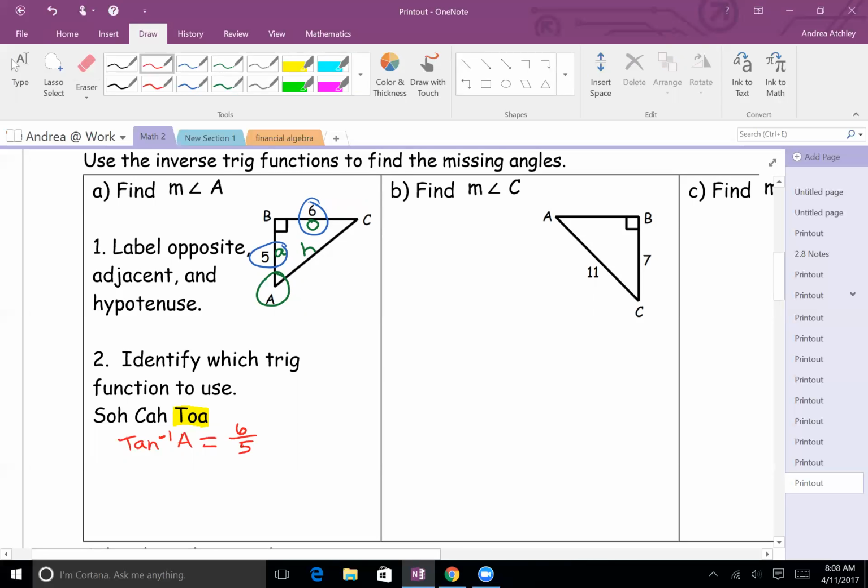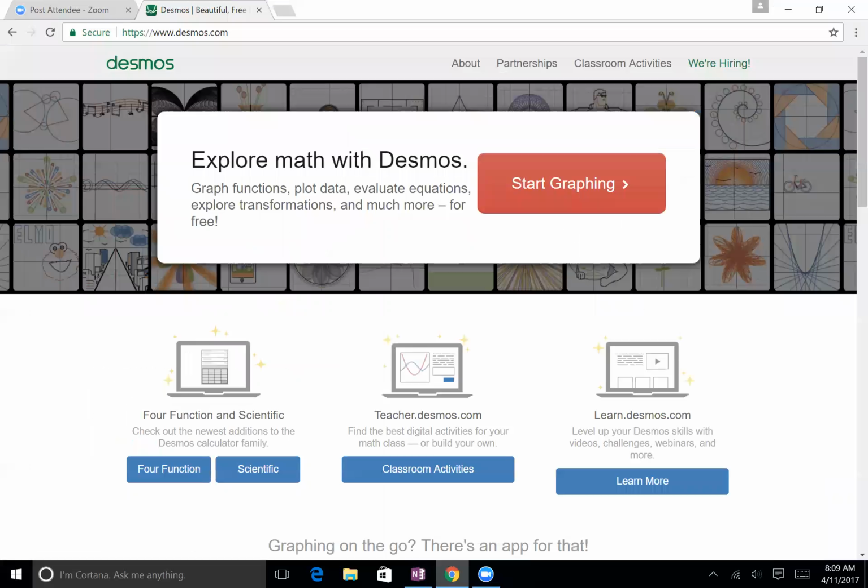Any questions over that? Yes. Because we're looking for the angle. And when we're looking for the angle, we have to use the inverse tangent. And that's what that signifies. Any other questions? Okay, so we're going to go on our phones.